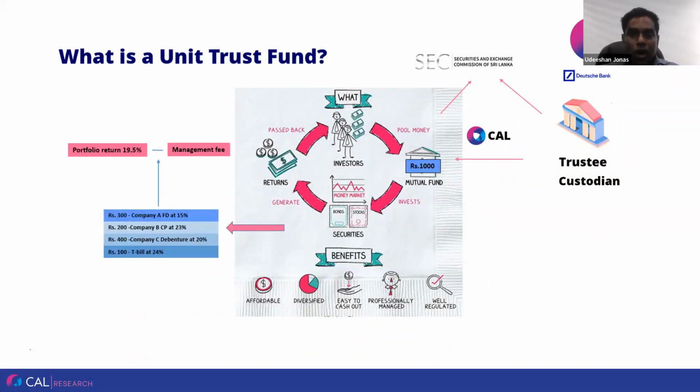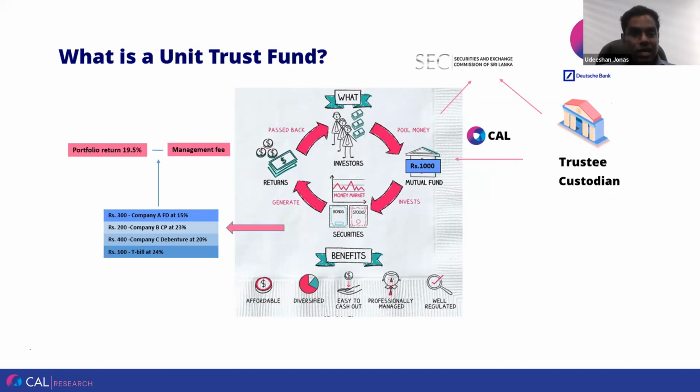What a unit trust basically means is that the unit trust fund manager, for example, CAL Investments is a unit trust manager. It collects a pool of funds from multiple investors. It can be thousands of investors who are even giving 100 rupees of investment. So we pool investments from multiple investors, and then we create a fund for that particular set of investors, and that set of funds will be invested in multiple products.